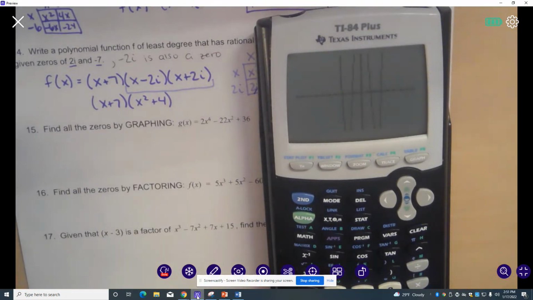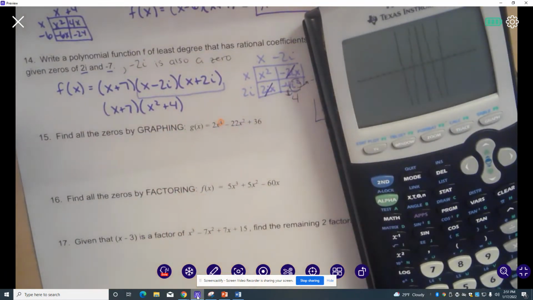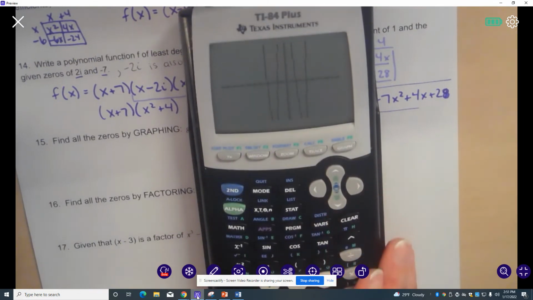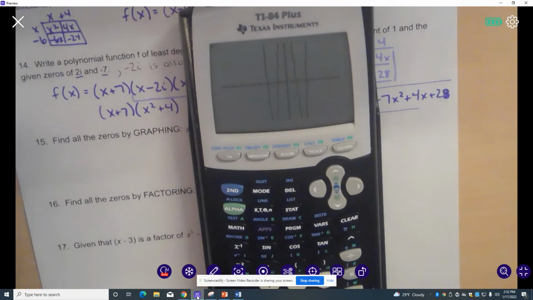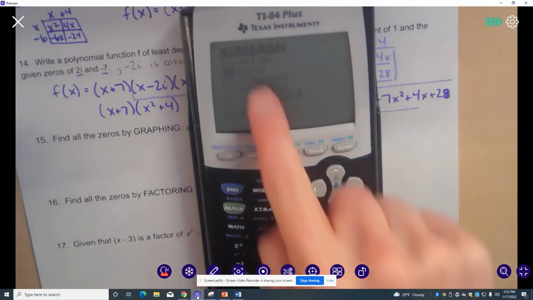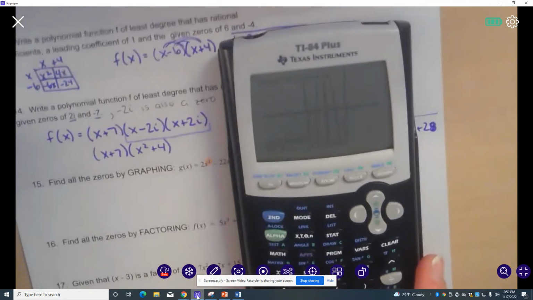Now, my degree is 4, so I should expect there to be 4 zeros. And even though I can't see my whole function, I see that it crosses the x-axis 4 times. And so all my 4 zeros are there. I just need to go find them using second trace, and I'm going to use my zero feature.